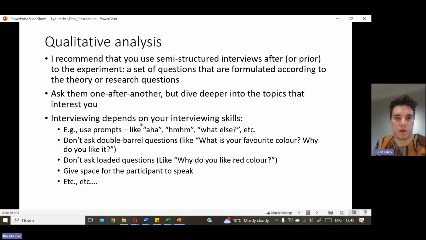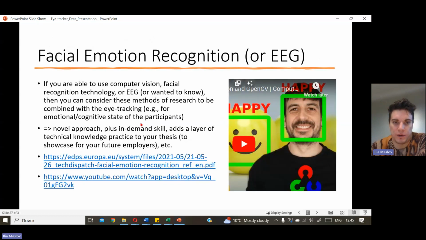And there are some suggestions, based on interviewing skills. Use prompts like "aha," "what else," etc. Don't ask double-barrel questions, like "What is your favorite color and why do you like it?" Don't ask loaded questions like "Why do you like the red color?" without knowing the person likes the red color. Give space for the participant to speak, etc., etc.